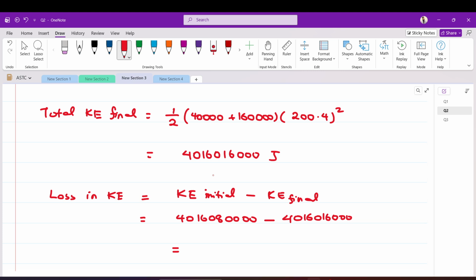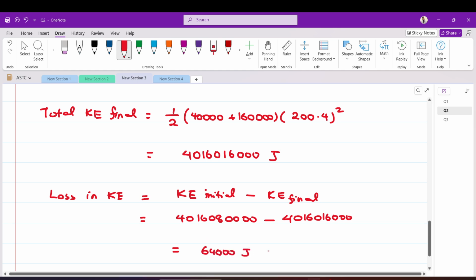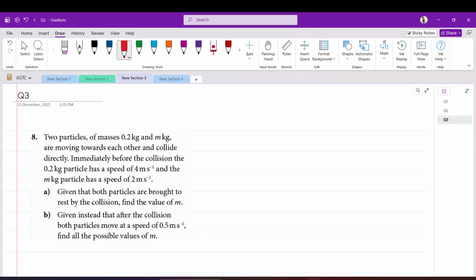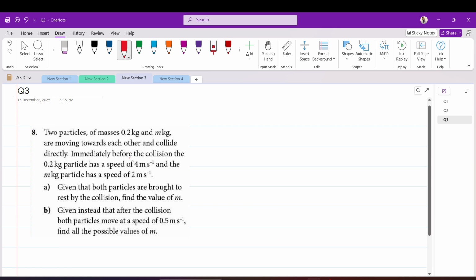All right, so we get 64,000 joules, or we can also write this as 64 kilojoules. That's your final answer to part B of question number 2. Okay, all right. Let's move to question number 3.